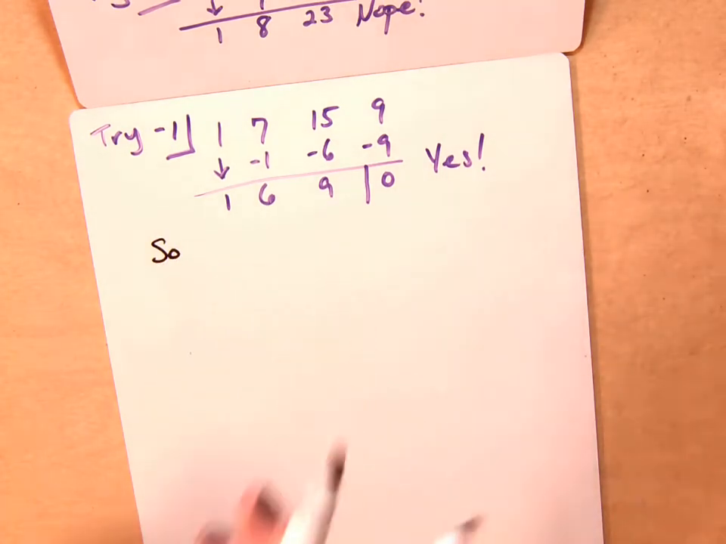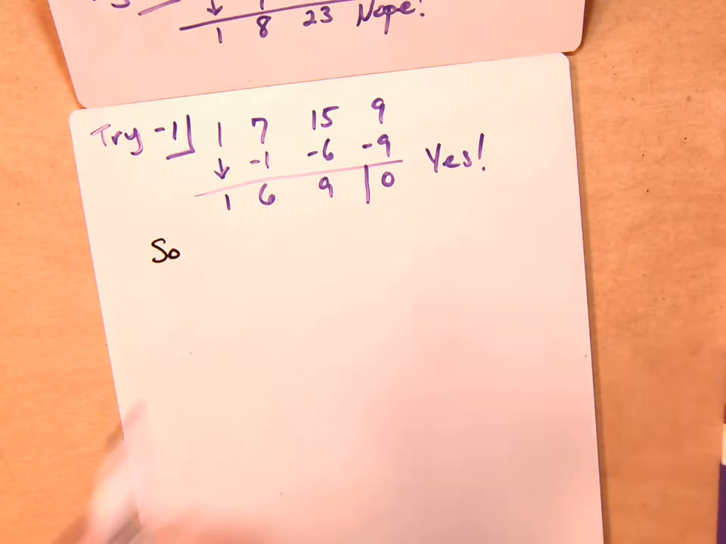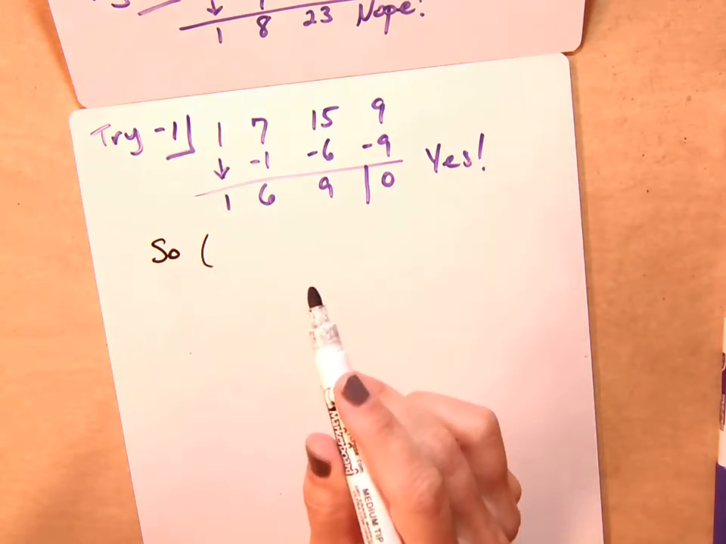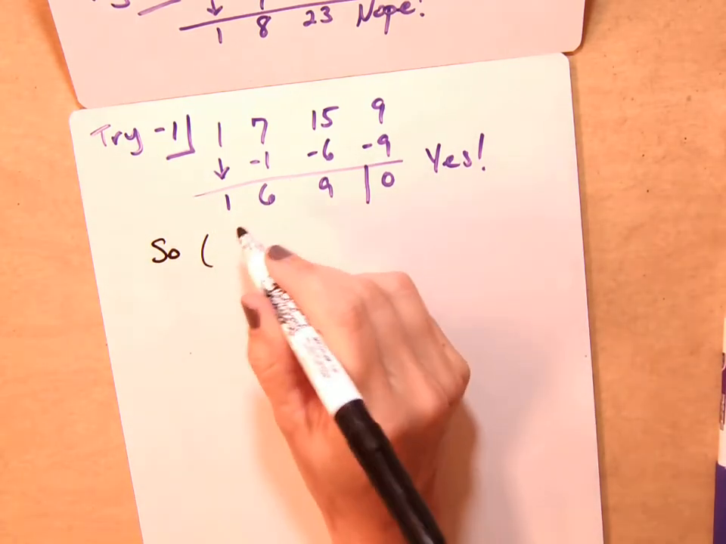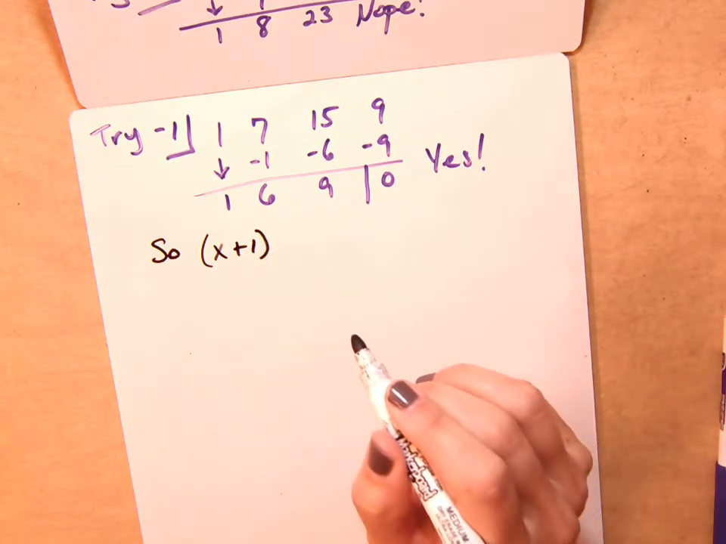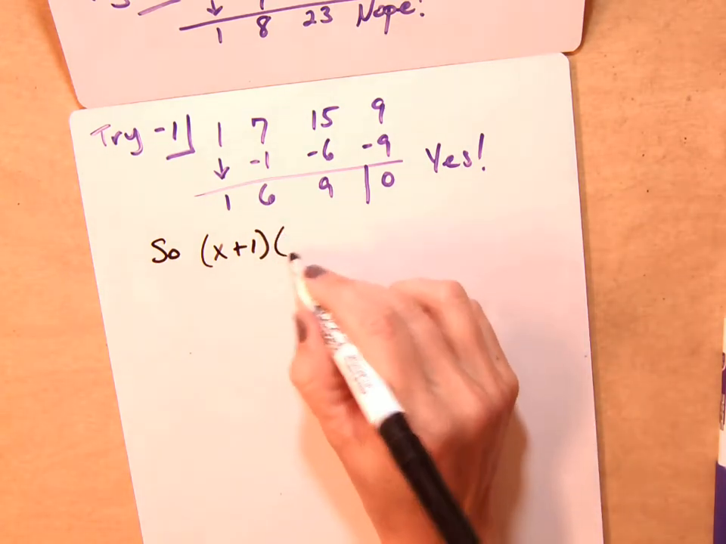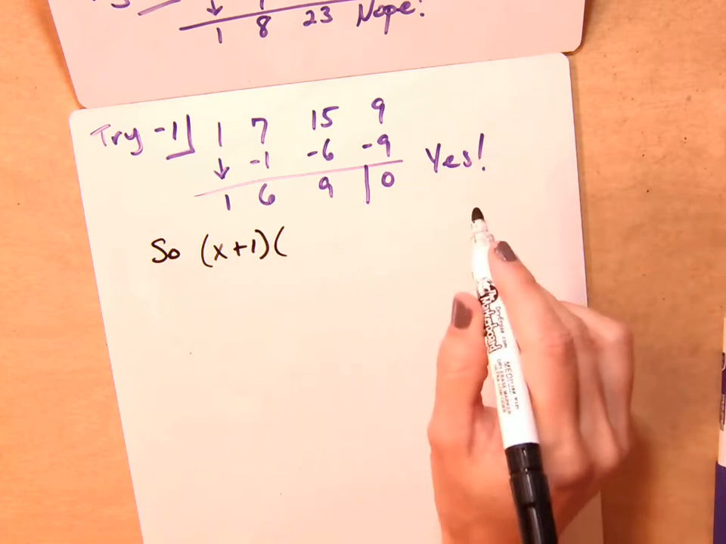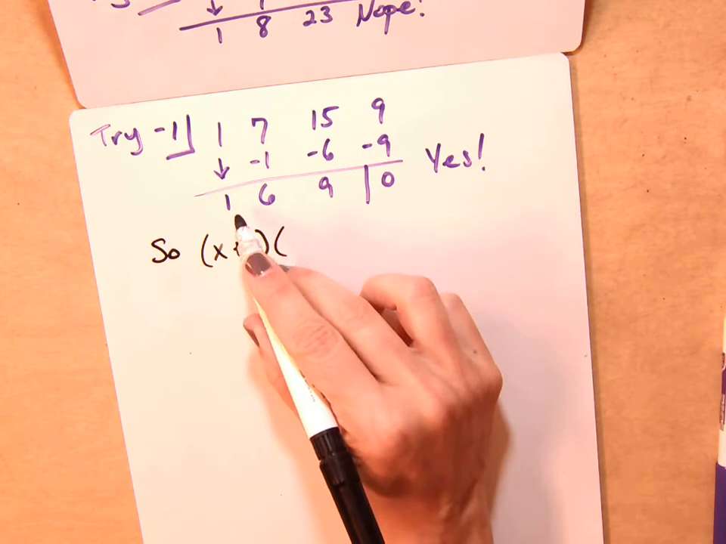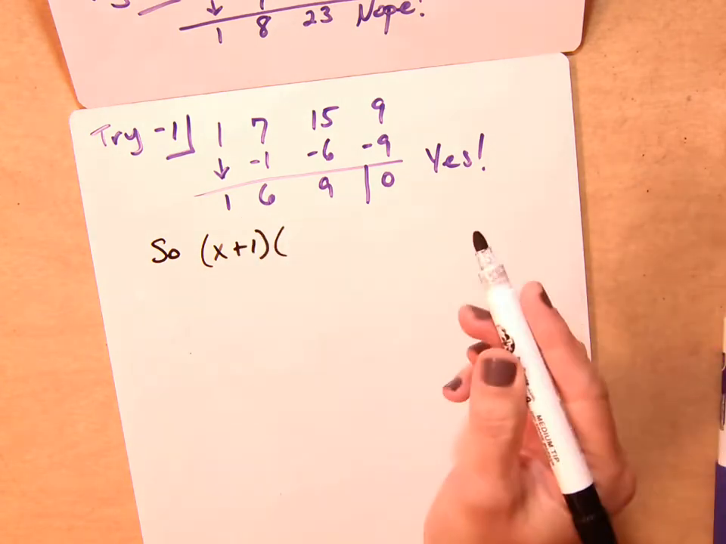Okay, back to our original goal, which is to solve it. We want to find the zeros. The only way to do that is to factor. So we know, since -1 works, what's the factor? X plus 1, right? It's the opposite because of the zero product property. And then what's left over? Tell me, how do I use these coefficients? 1, 6, 9. What does that mean?